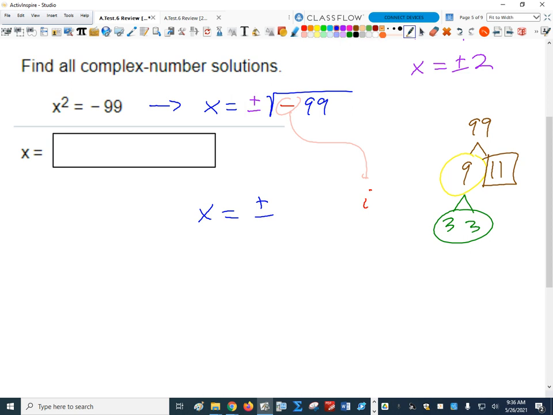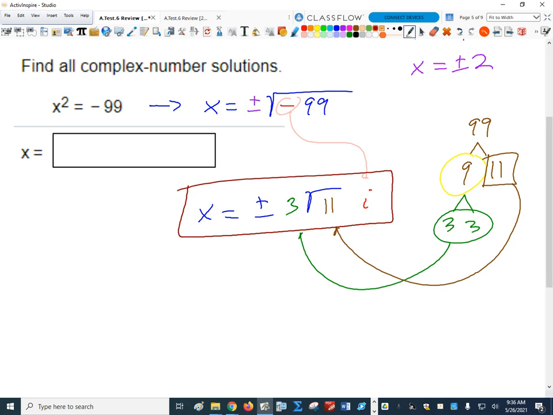So the square root of 99 part is just going to become, by couples go out, singles stay in. We had a couple of 3s, so we get a 3 out, and we had a single 11, so we get an 11 in, and that's it. Plus or minus 3 times the square root of 11 times i, because the square root was negative. Okay, questions? Good?